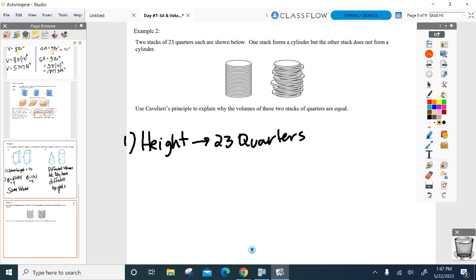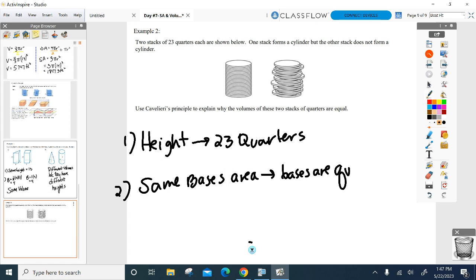How do I know they have the same base area? What's the shape of the base? Quarters, right? And don't be the kid. Well, what if one side of it's dinged up a little bit? No, just stop. All right. Same base area, because the bases are quarters, right? We assume all quarters have the same area. Well, not if we went to this other country. Just stop being an embarrassment. So they would have the same volume.